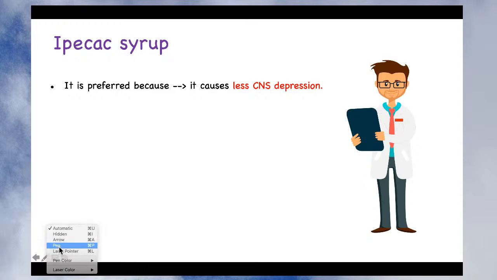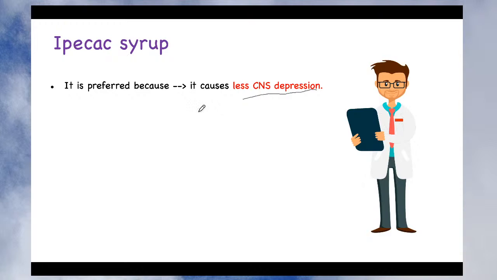As we have seen, apomorphine has many side effects. So Ipecac syrup is generally preferred. Why is it preferred? Because it causes less CNS depression, and CNS depression is life threatening. Since Ipecac syrup doesn't produce CNS depression, it is preferred over apomorphine.